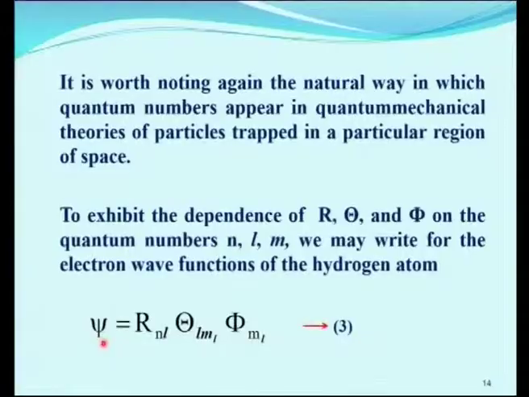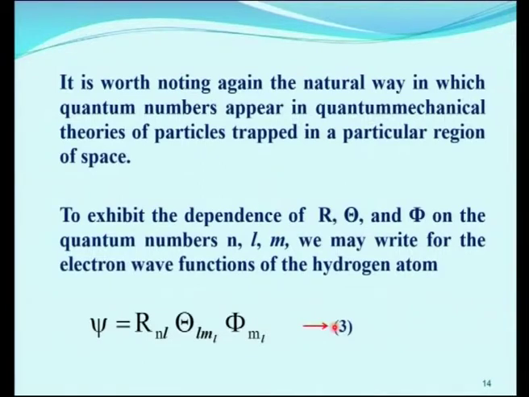To exhibit the dependence of r, theta and phi on the quantum numbers n, l, m l, we may write the electron wave function of the hydrogen atom psi. Here r, theta, phi are the spherical polar coordinates. So these are all the quantum numbers. We couple these spherical polar coordinates with these quantum numbers. So the wave function of the hydrogen atom psi is equal to R n l, Theta l m l and Phi m l, which is denoted by equation 3.